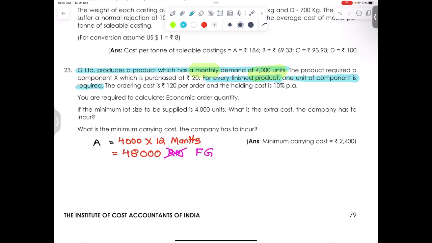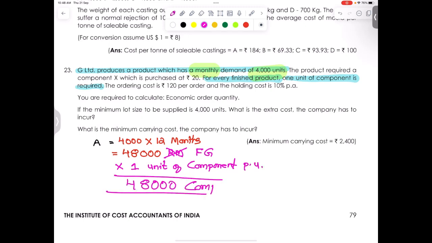And in the second line, since every finished good requires 1 unit of raw material, we now multiply by 1 unit of component per unit. So 48,000 components are required per year. Hope you understood this point. It was a very special point of this particular question, okay.